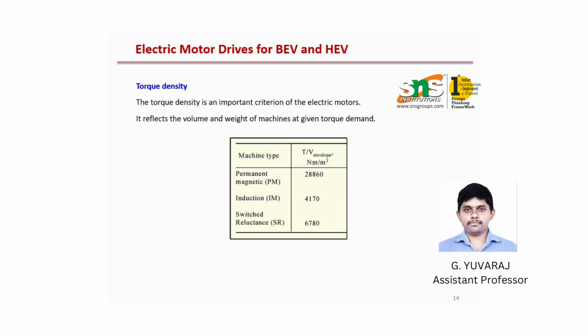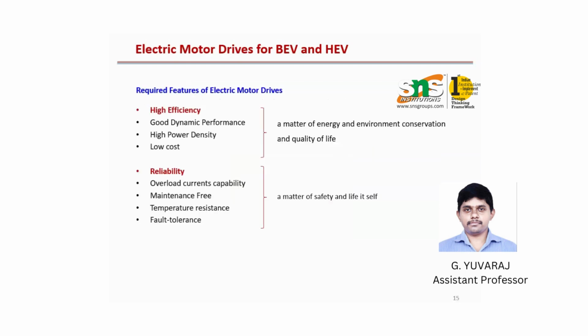The torque density is generally very high compared to the other vehicles, and it has high efficiency and also high reliability compared to the normal battery electric vehicle, because there are two power sources in a hybrid electric vehicle. That is why it is called a hybrid electric vehicle.